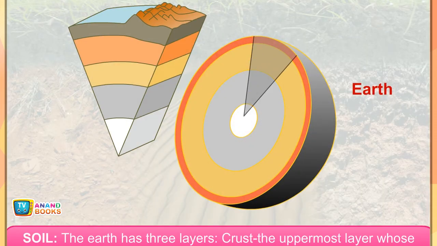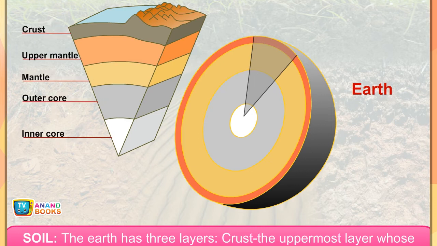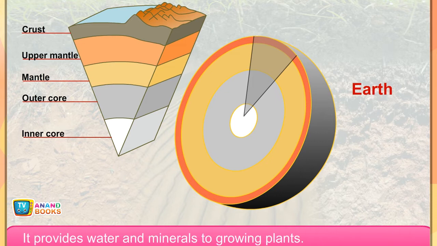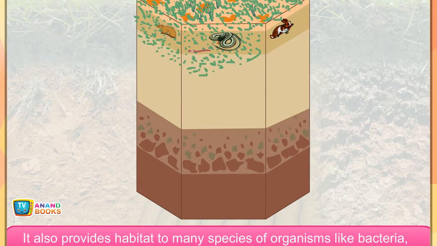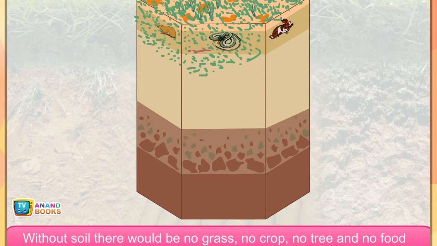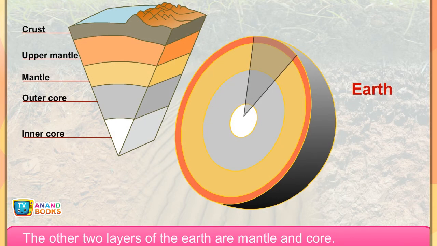Soil. The earth has 3 layers. Crust, the uppermost layer, whose uppermost covering is called soil. It provides water and minerals to growing plants. It also provides habitat to many species of organisms like bacteria, fungi, earthworm, snake and rabbit. Without soil, there would be no grass, no crop, no tree and no food for us or for any other animal. The other 2 layers of the earth are mantle and core.